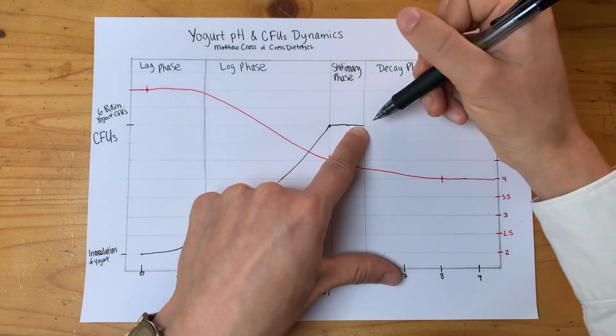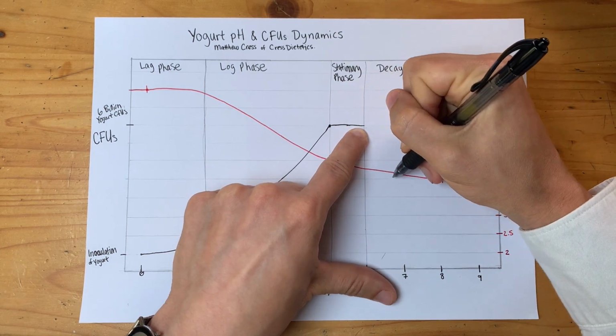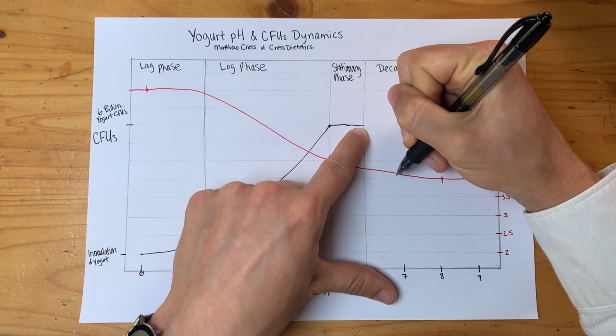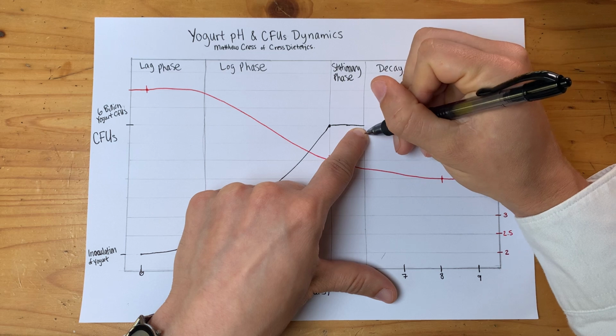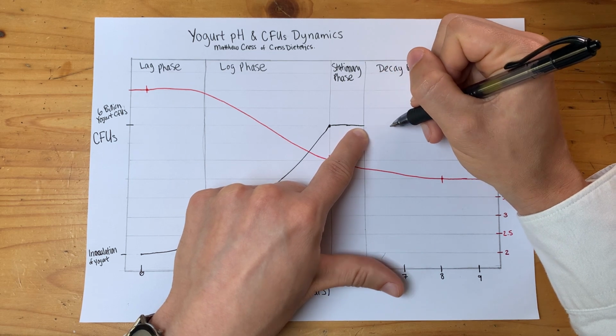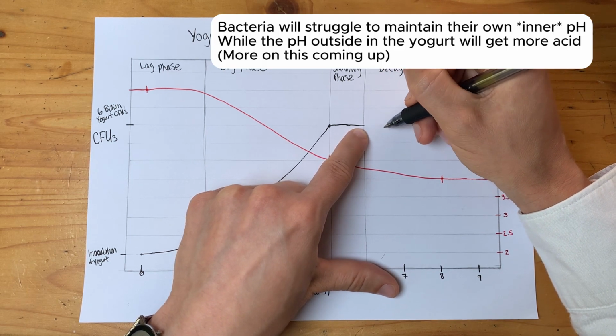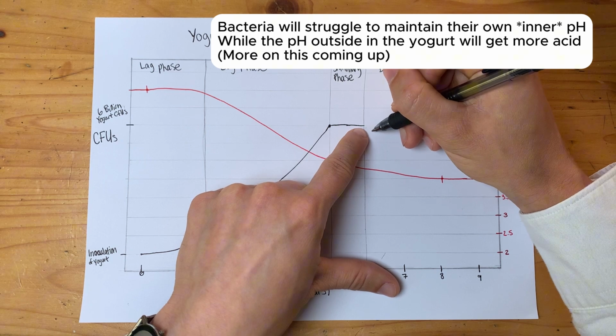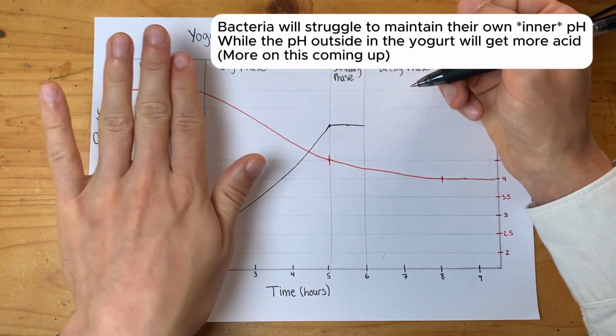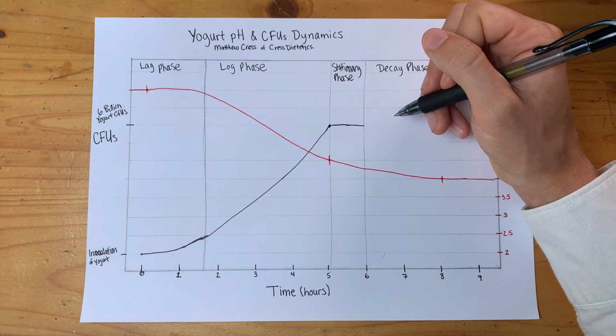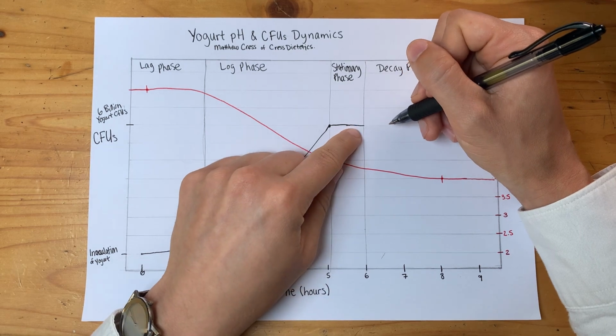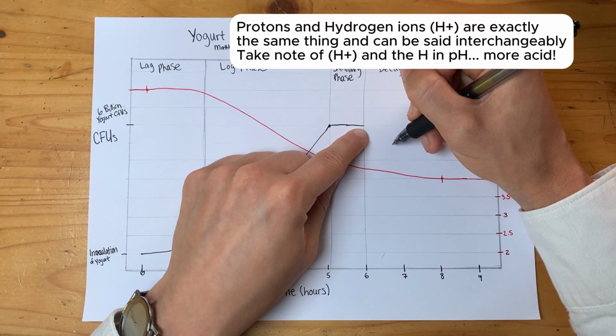So at this first part right here, the pH is going to start dropping to a certain critical level where the lactic acid bacteria are going to struggle to maintain their own pH. So when your lactic acid bacteria are eating and they're making lactic acid, technically they're going to pump out protons in order to stay stable.